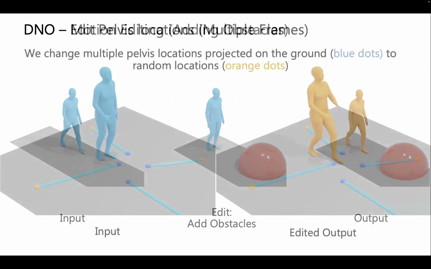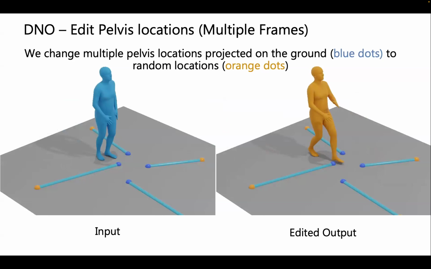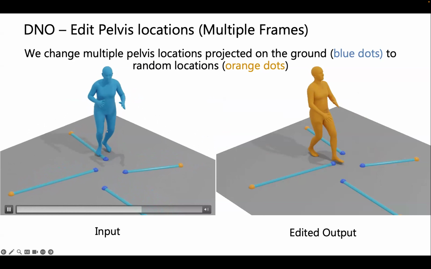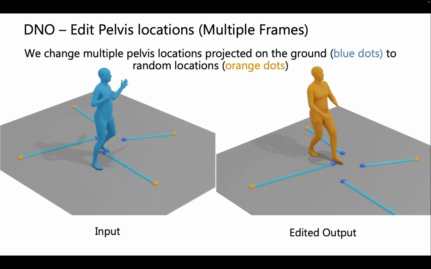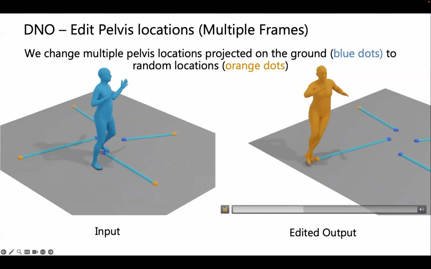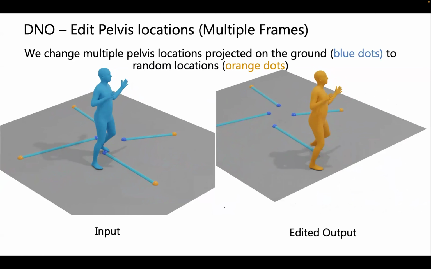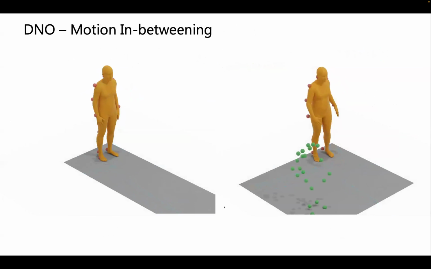There is another example. This is editing pelvis locations. You see this is the input, and all these yellow and blue dots are the pelvis locations at certain points. What we did is basically to drag these pelvis locations to the yellow dots, and you can see this is the optimized motion. We optimize the diffusion noise, and then it can generate this motion that fulfills this type of guidance.